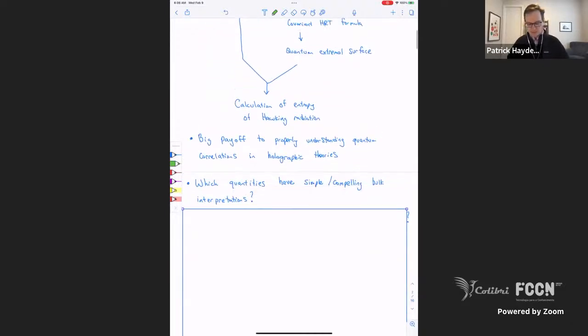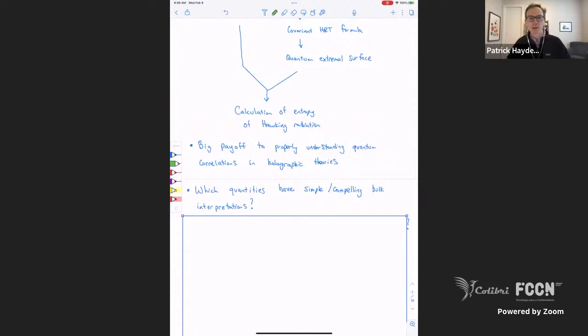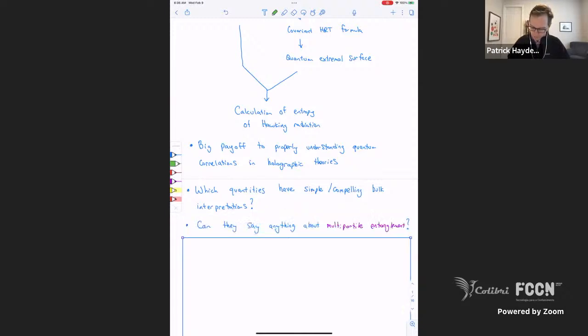And if you accept that premise, we could ask the question, what kinds of correlation measures have simple and compelling bulk interpretations? Also, the von Neumann entropy, if you prefer the entanglement entropy, is a measure of correlation in pure states. And it has nothing at all to say about multiparticle entanglement, multipartite entanglement, the entanglement structure, or the entanglement between more than two regions of spacetime.